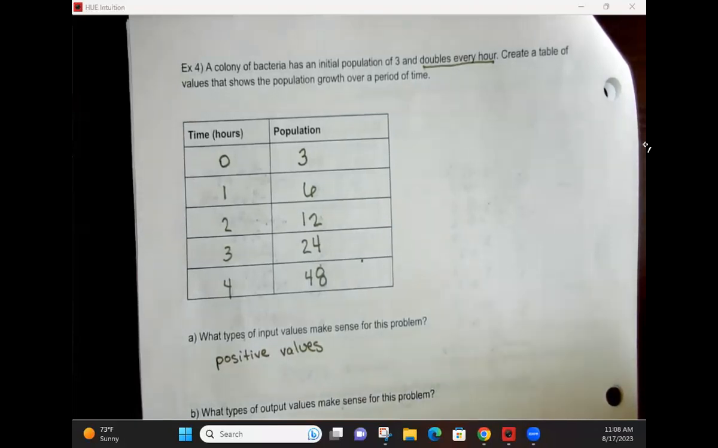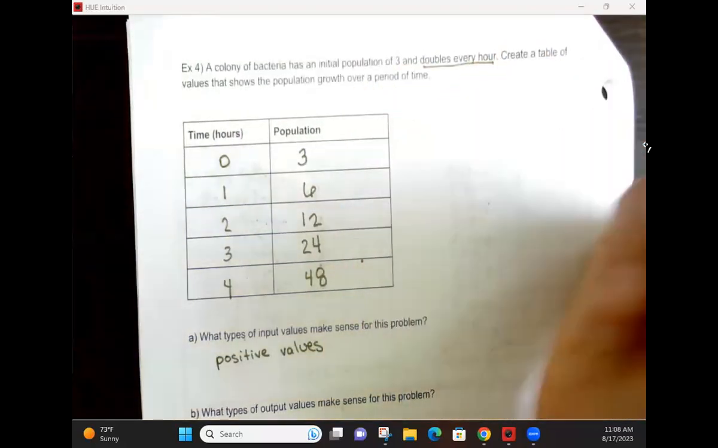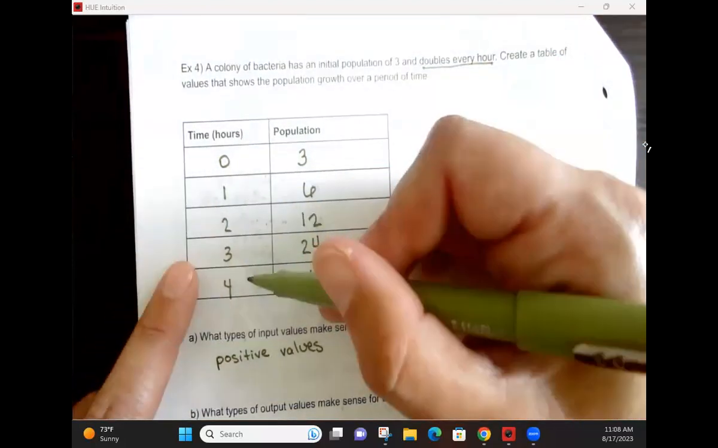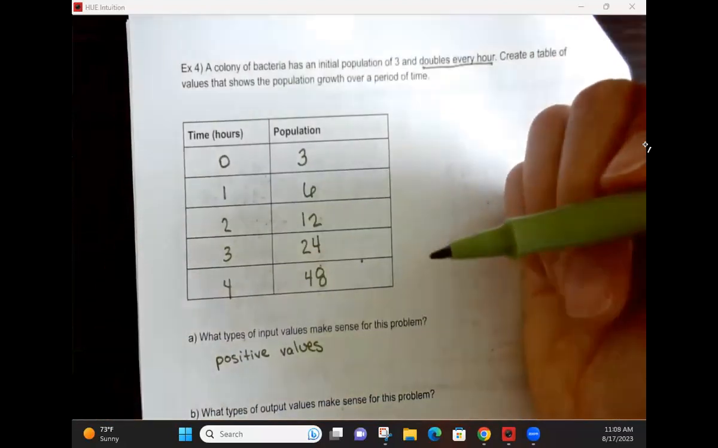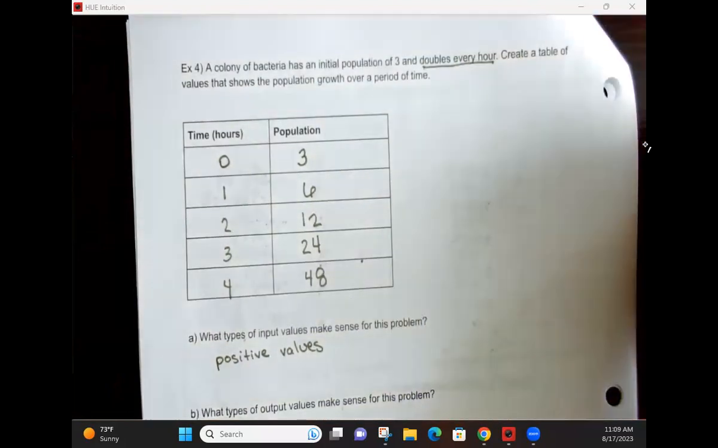And then how about output? What types of values will I get from my population? Well, we're seeing multiples of 3 because of the inputs we picked. What if I picked in 20 minutes? Would it have to be a multiple of 3 if I checked in 20 minutes? No. So it's a good thought, and that's a good observation from our table.